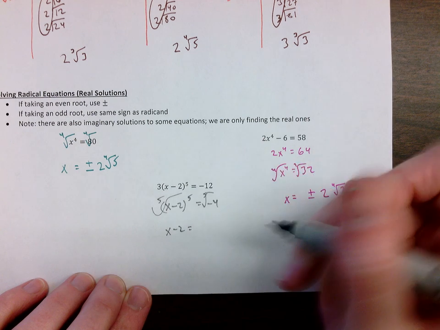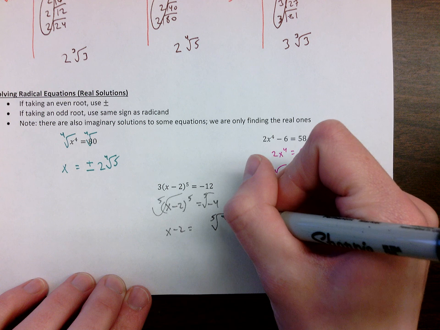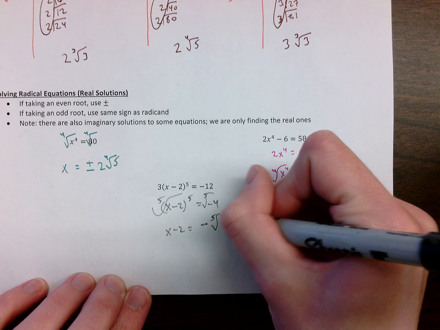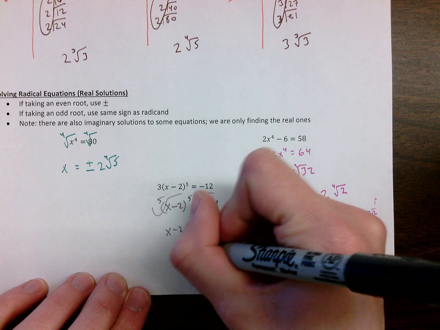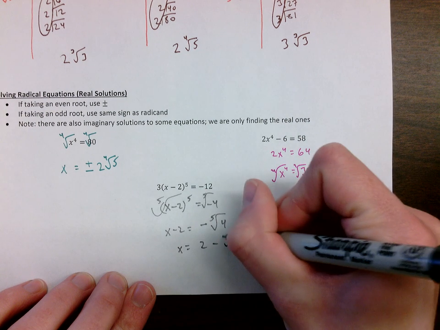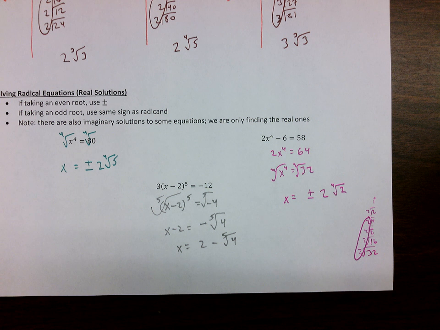Right, so x minus 2 is going to equal, and then here, the fifth root of negative 4, you can pull that negative out. Okay, because you know that there's a negative 1 times 4, and you can take the fifth root of negative 1. Okay, so then my answer is just going to be 2 minus the fifth root of 4. Not plus or minus, just minus. Okay, and that's how we're finding real solutions.